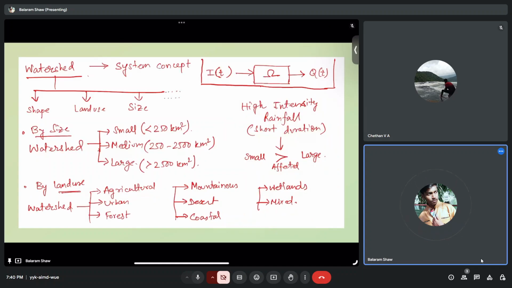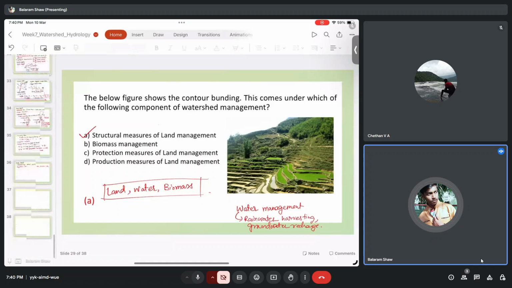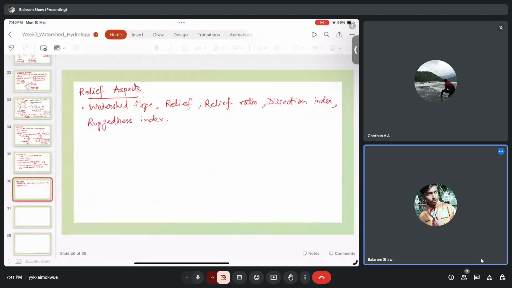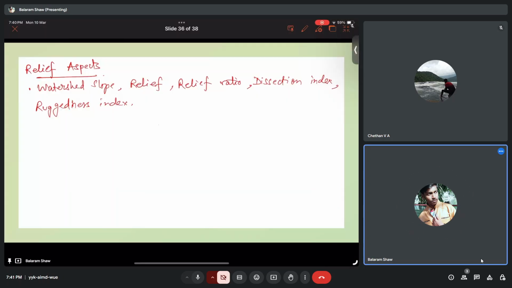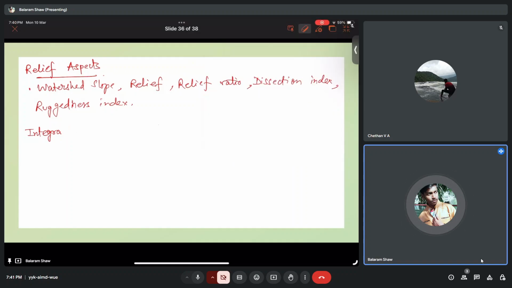Option A. Okay. With this, we end today's tutorial. Any question till now? We also talked about, we have also seen the planning, integrated watershed management. Any question till now? If not, we'll stop it here.